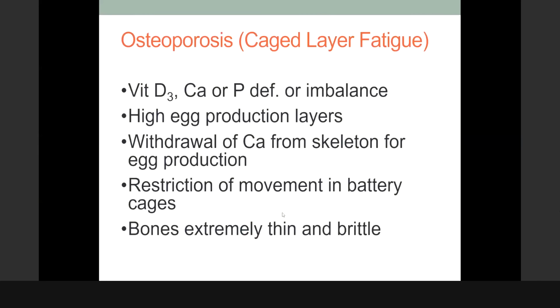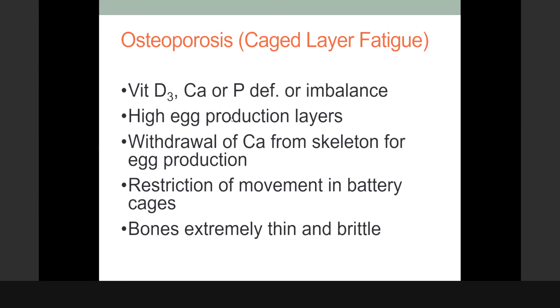Okay, next one is osteoporosis. Okay, cage layer fatigue. We call it cage layer fatigue because it usually happens in cage layers. The laying birds that are put in battery cages only have access to whatever feed is given to them, because usually you have like 5 or 6 chickens in one cage in layer chickens. So whatever food you give them is whatever food they get. They live in that confined space only.